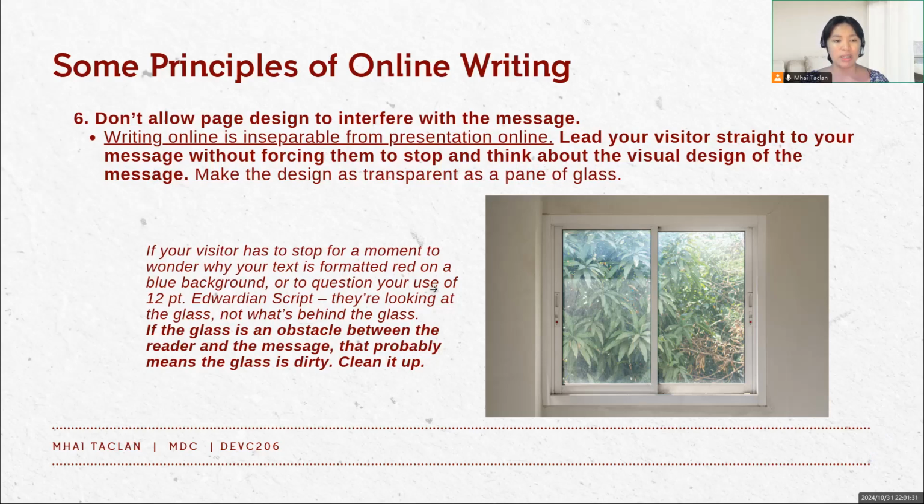And our reference continues to explain that if the visitor has to stop and think, why is the text red with a blue background? Why did they choose this font? They're looking at the glass and not seeing what's behind it. If the glass is an obstacle between the reader and the message, that probably means the glass is dirty. We need to clean it up.